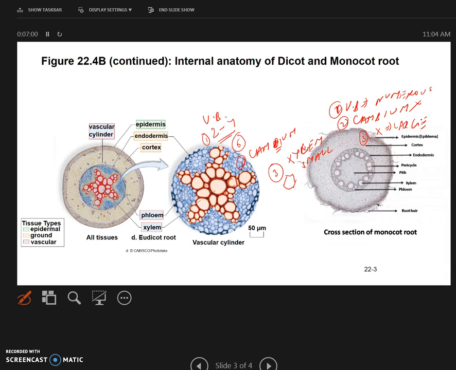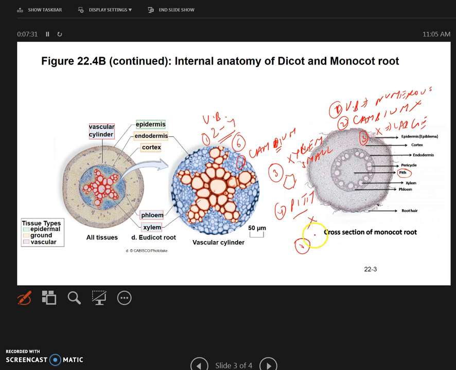Okay? Now pith. Here the pith is absent. We are going reverse. Remember, in a dicot stem, pith is present. But in a dicot root, pith is absent. Here we have a pith. What is pith? Remember what I said? Pith is the soft, inner, spongy tissue. So pith, once again I repeat, is absent in a dicot root, but present in a monocot root.